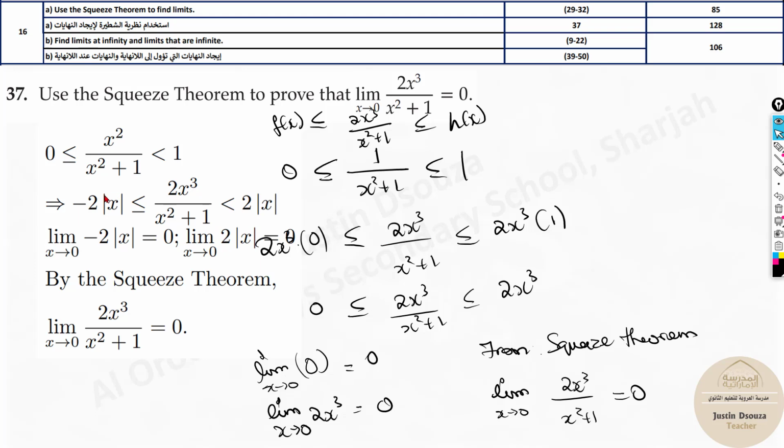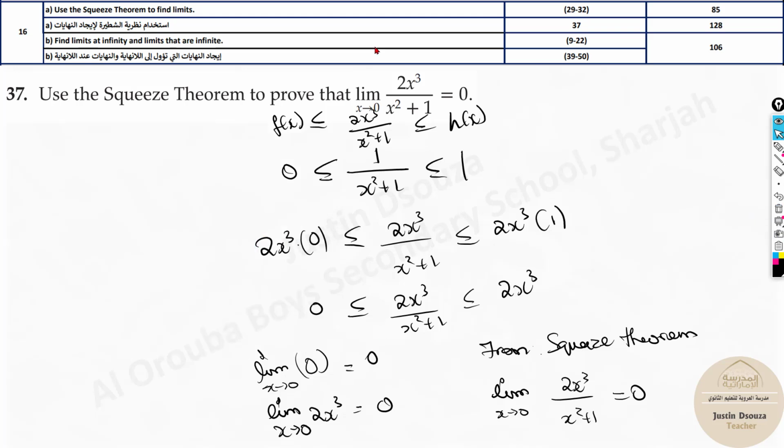And you can see over here they have taken x squared by x squared plus 1. Doesn't matter. Why? Because this is also a rational function. It will be within 0 and 1. Okay, the range does not change. Then they have taken modulus over here. Why? Because they're multiplying.